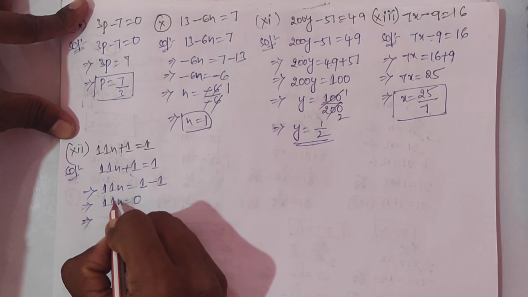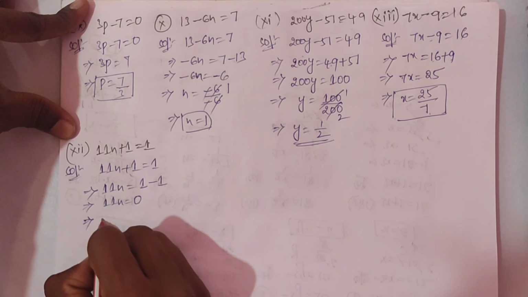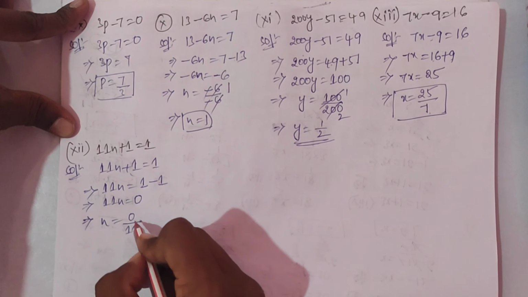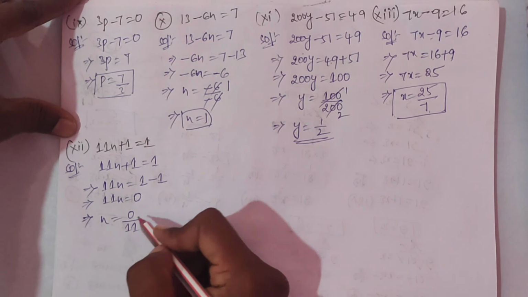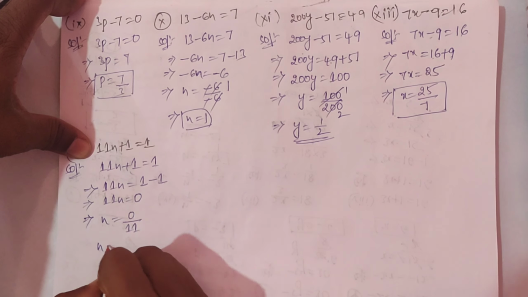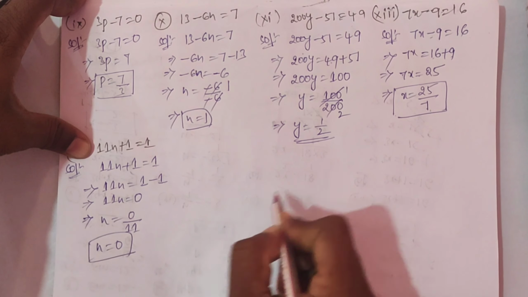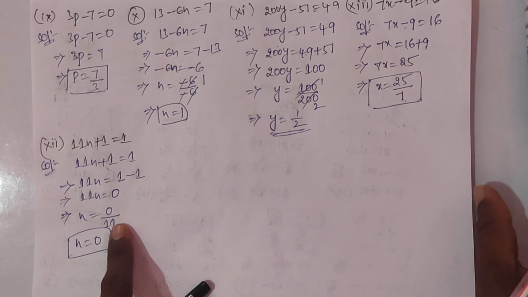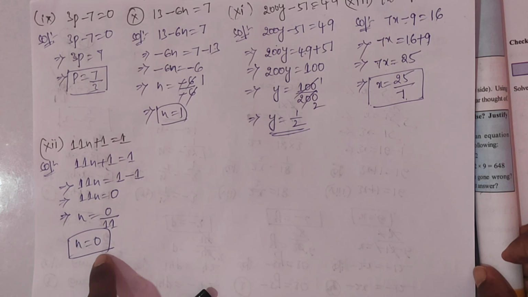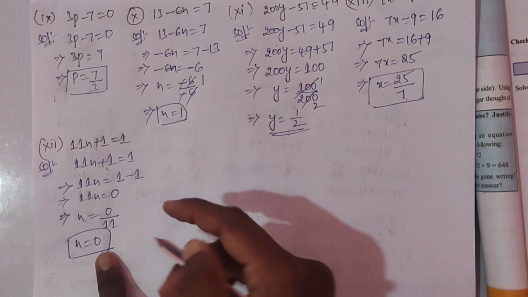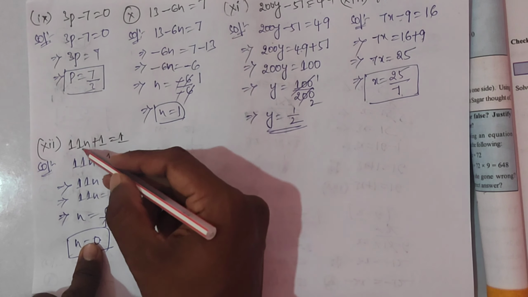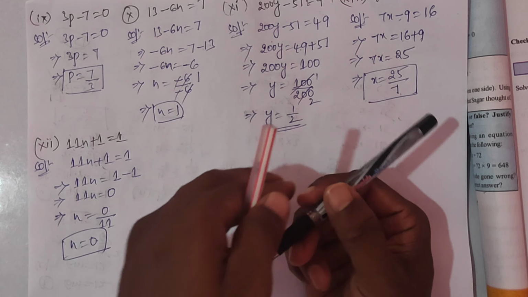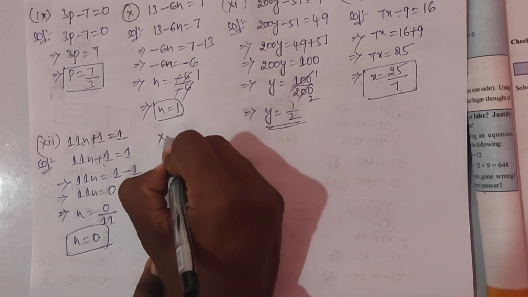Here we have to find the value of n. 11 into n. This multiplication becomes division. Then n equals 0 by 11. 0 by something is always equal to 0. Then n equals 0 is the answer. We know 0 by anything is always 0. If you doubt, replace n with 0: 11 zeros are 0, then 1 equals 1, both LHS and RHS are equal. Next, 14th one.